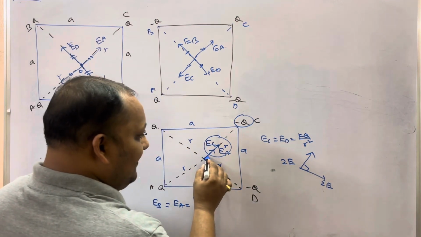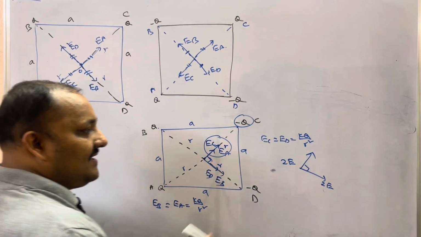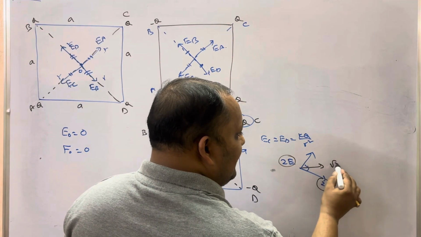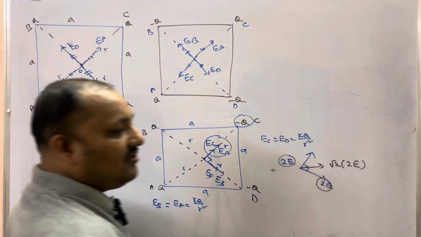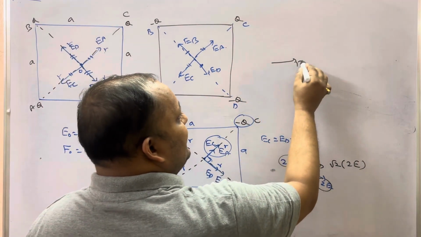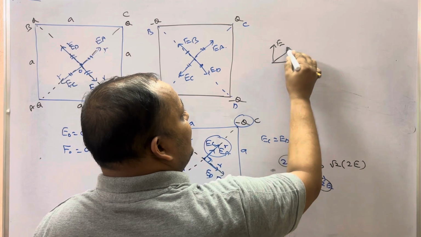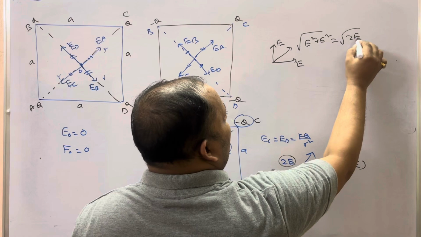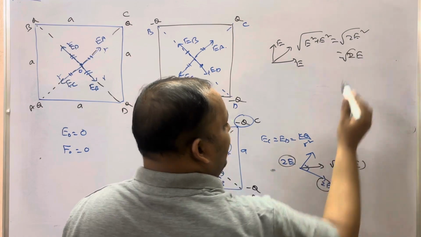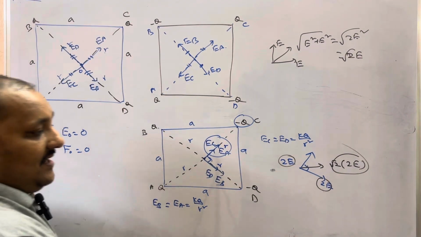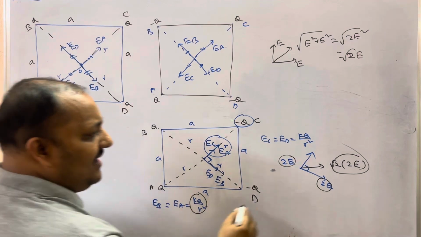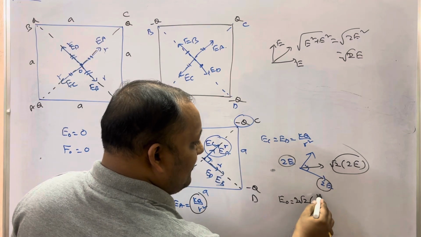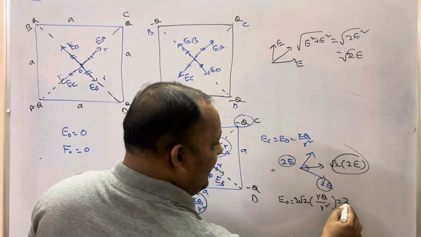Now, again, what is the angle between these two? 90 degrees. Therefore, for the resultant of these two, whenever two 2E vectors are at 90 degrees, the resultant is going to be root 2 times 2E. Already we did this many times. This is E, this is E. The resultant of these two is root of E square plus E square, therefore root 2 E. Therefore, 2 root 2 E. Again, what is E we said? KQ by R square. So, at the center it is going to be 2 root 2 KQ by R square.